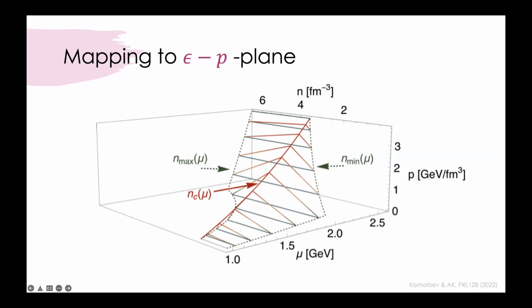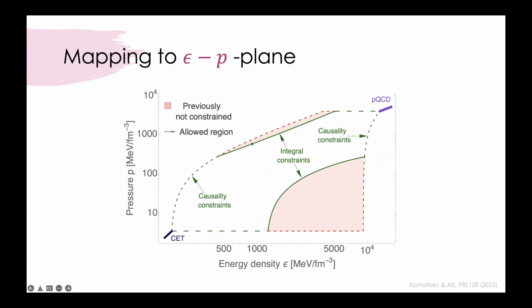And now once you have this 3D volume of allowed equations of state, you can start taking projections and slices of this to make predictions about, for example, the plane of energy density and pressure. Here is a prediction coming from this, showing the extent of this new constraint that we call an integral constraint, which shows that there are regions here and here which were not previously constrained by just considering stability and causality, as previously.